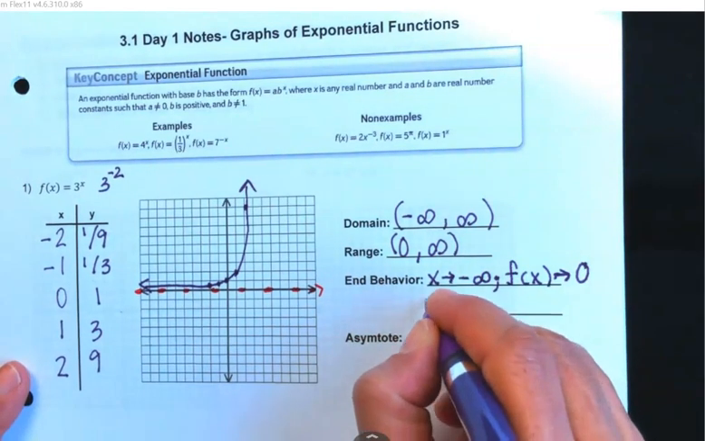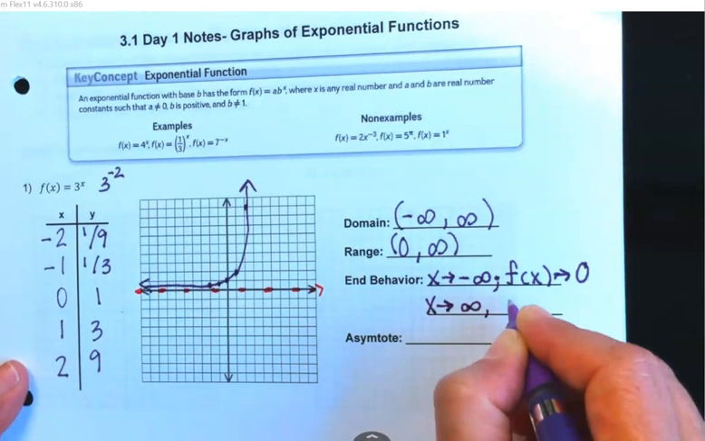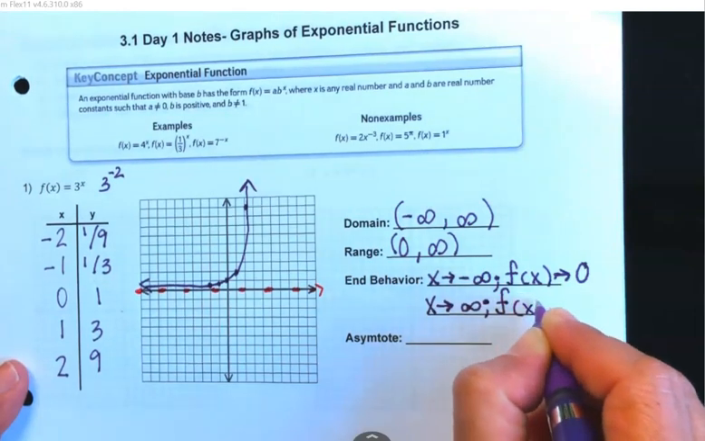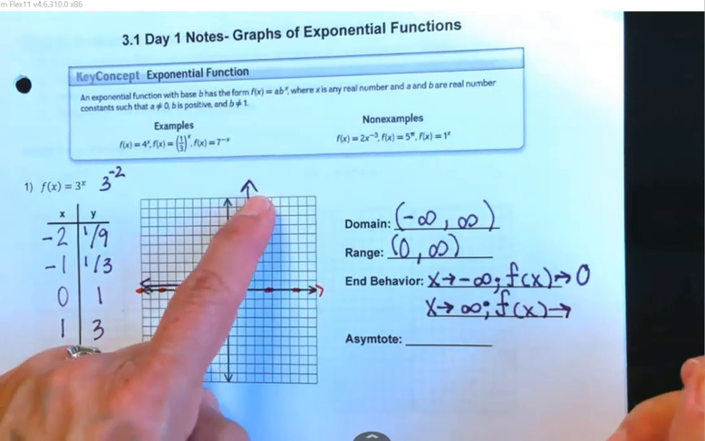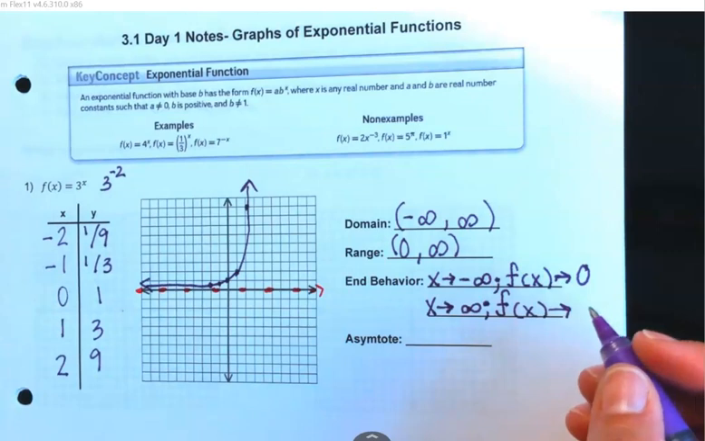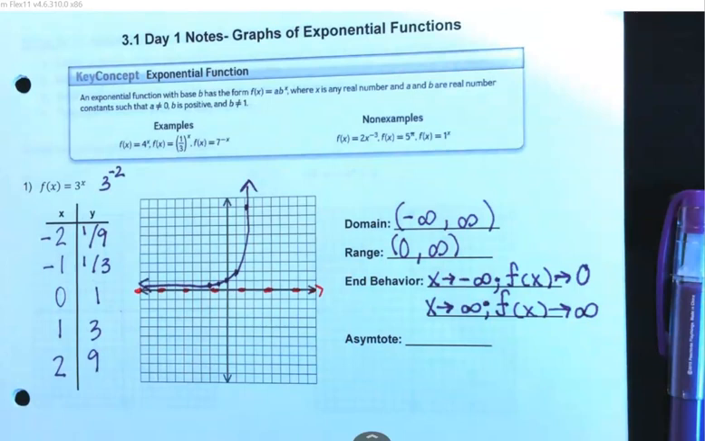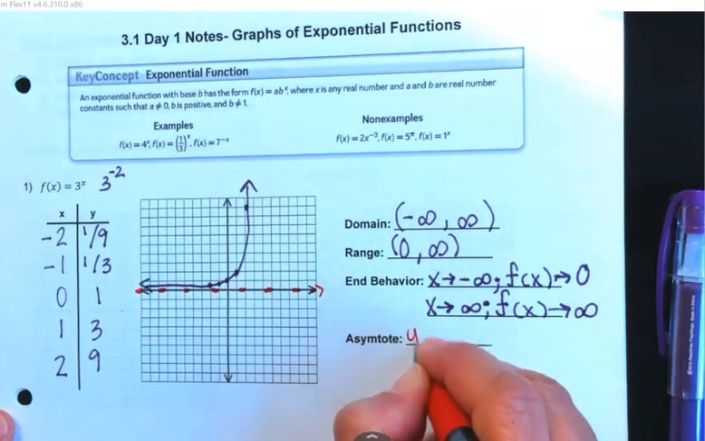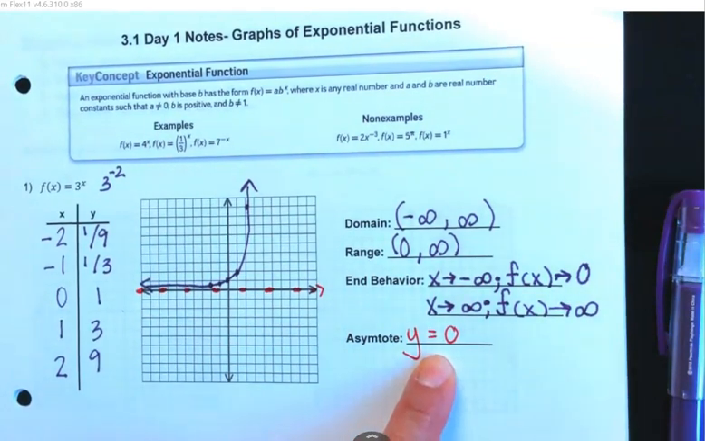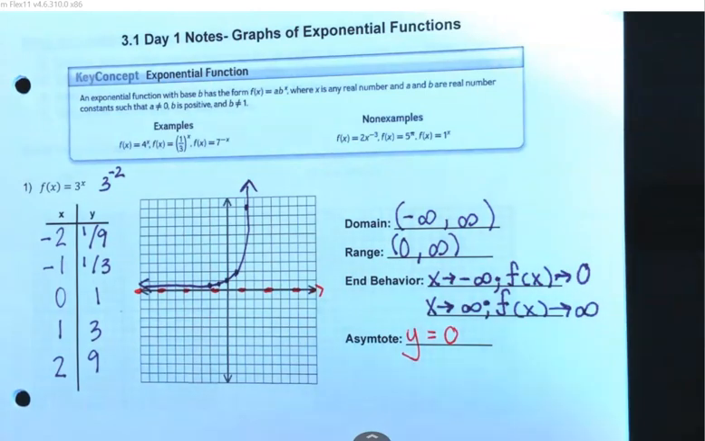All right, let's take a look at the other side. As x approaches positive infinity, let's analyze f of x. Here's positive infinity. So as the x values increase, the outputs increase also. So we're going to write it approaches positive infinity. And don't forget your asymptote. Your asymptote is going to be y equals 0. Because that's where the impossibility starts. That's it. Any questions on number 1?